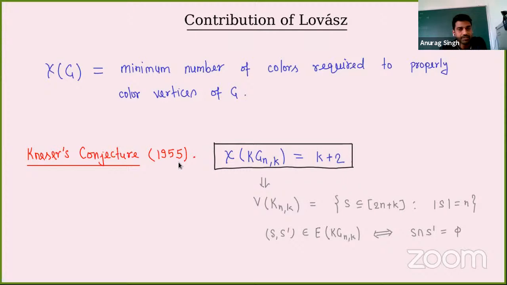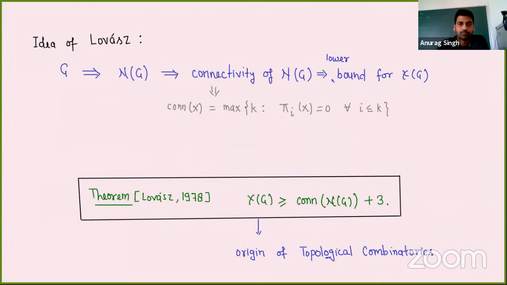So this was conjectured in 1955. Until 1977 it was not proved, and there were many bounds available in graph theory already, but none of them were tight. Then Lovász came up with a very wonderful idea for proving this conjecture. What he did, he took a graph and associated the neighborhood complex with this graph. He computed the connectivity of this simplicial complex, and then gave a lower bound for the chromatic number of the graph in terms of the connectivity of the neighborhood complex, where the connectivity of the complex is the maximum k such that all the homotopy groups up to k are trivial.